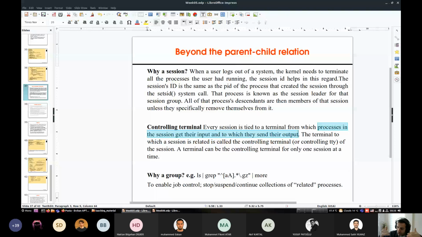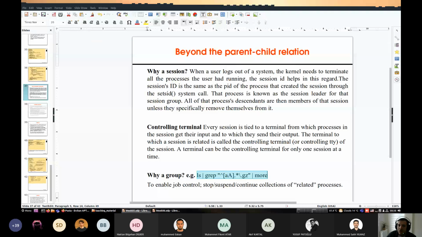Now, below these sessions, there is a second organizational entity. So the large one is the session associated with one terminal where it receives its input from and sends its output to. But below the session, there is a second organizational entity that is also a group. Now, a group is just a collection, a small collection of processes. For instance, if you have a compound, bileşik, collection of commands, and it exists in order to enable us to perform job control.